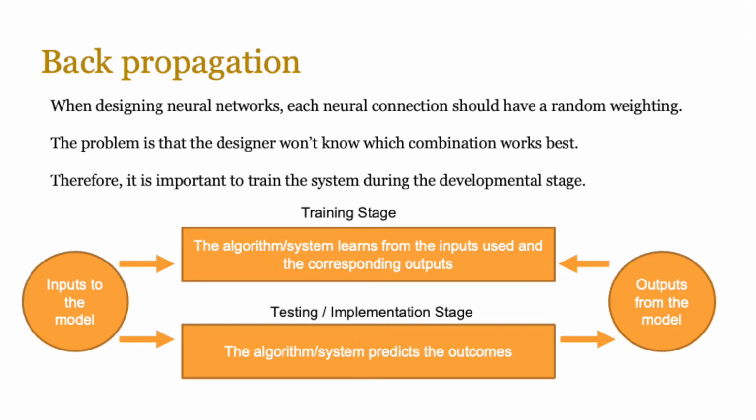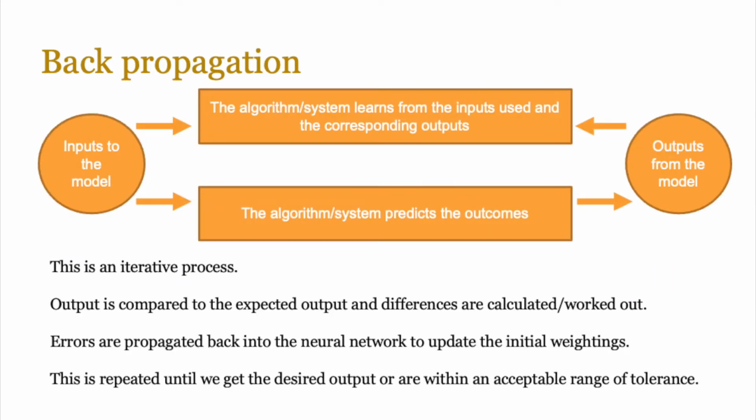In the training stage, inputs to the model are fed into the algorithm, and the system learns from the inputs used and the corresponding outputs, because it produces the outputs which are then fed back into the system as well to train it. So both inputs and outputs are fed into the system to tweak those weights. Once the system is ready, we start testing or we might start implementing it. At that particular point in time, the inputs to the model allow the algorithm or the system to predict the outcome, and that's the output which we want to get, the optimum output.